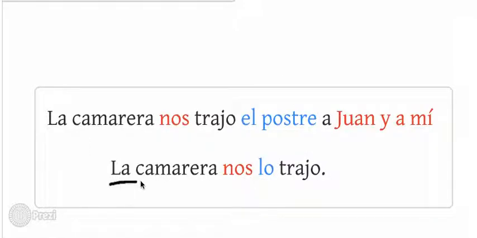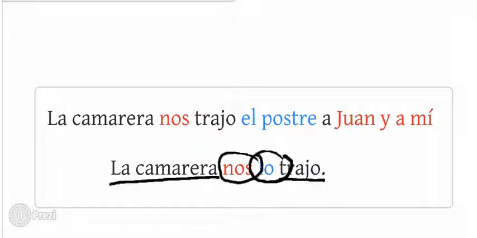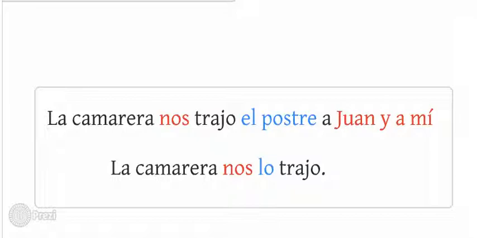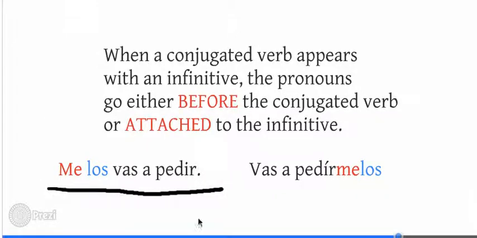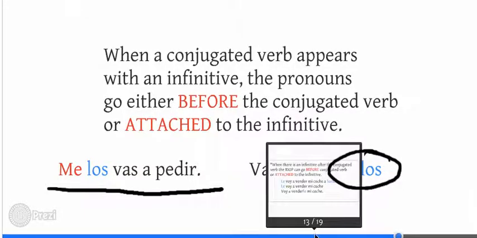The waitress brought us it. It looks complicated. It takes some practice, but you'll get it down with some practice. All right. When a conjugated verb appears with an infinitive, same thing I keep saying, the pronouns can either go before the conjugated verb, like here, or attach to the infinitive, like here.